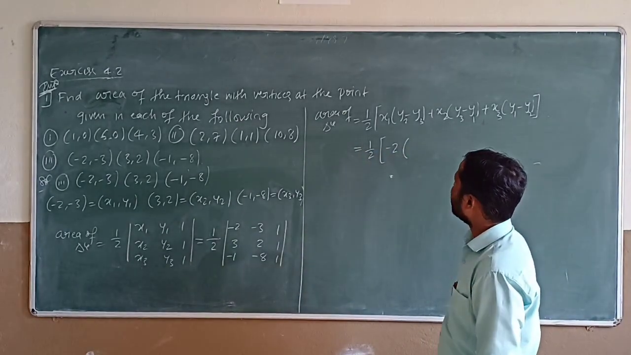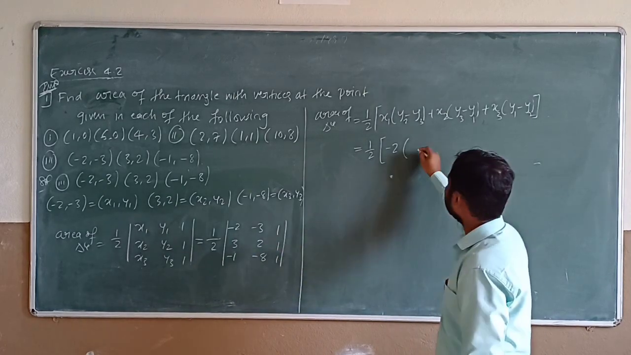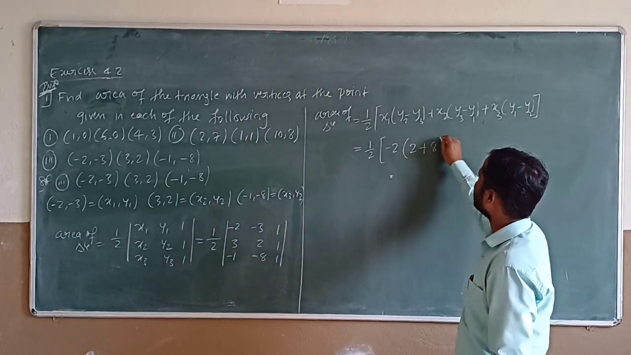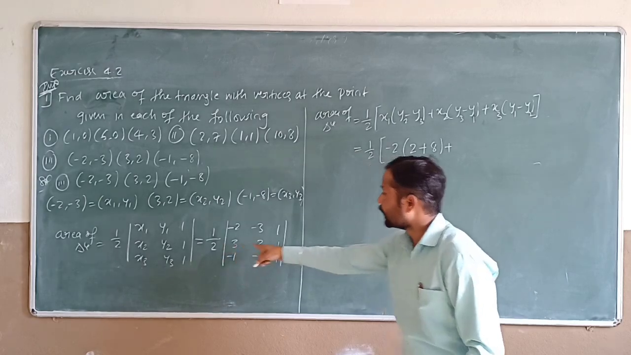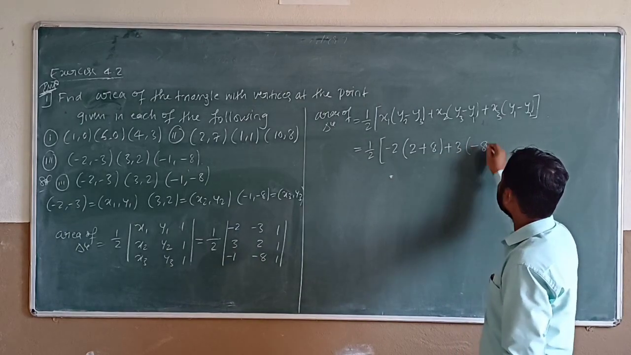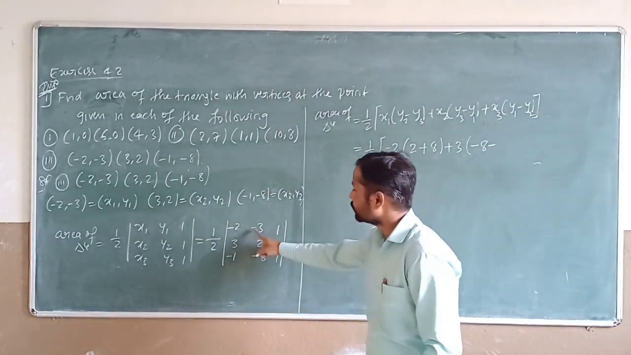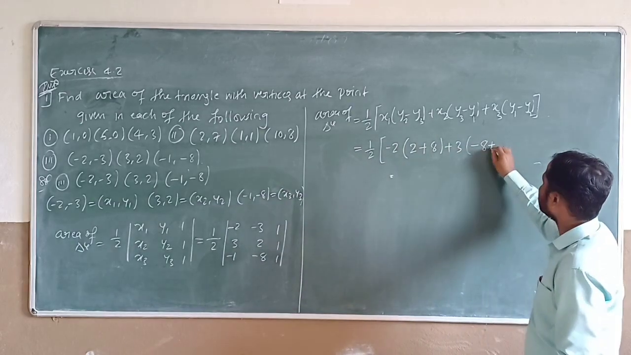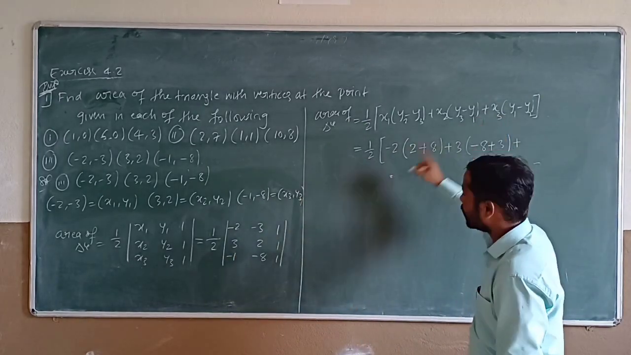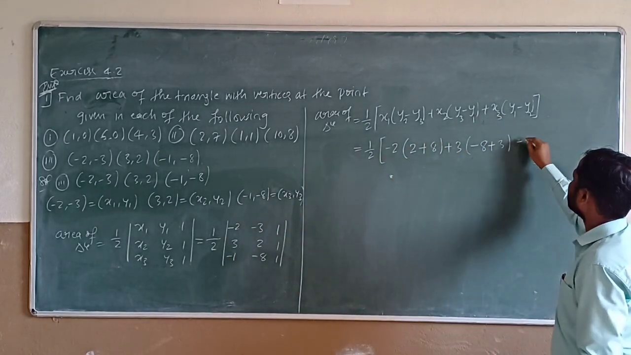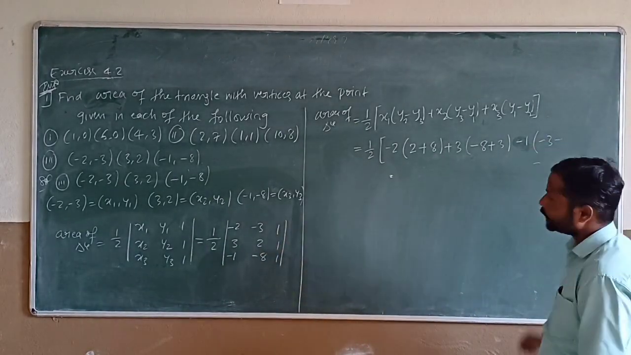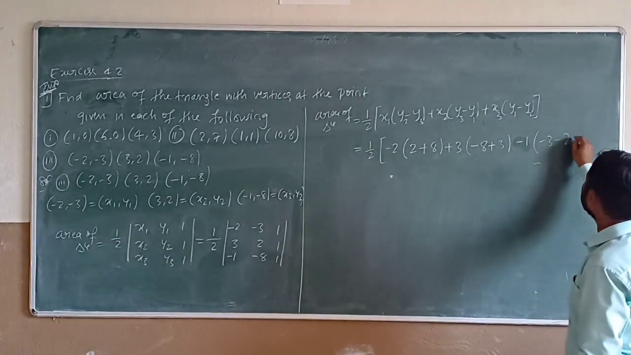1 by 2 as it is into x1, minus 2, into y2 minus y3, y2 that is 2 minus y3, minus of minus 8, that becomes plus 8, okay. Plus x2, that is 3, into y3 minus y1, minus 8 minus y1, minus into minus becomes plus 3, okay. x3 is minus 1 here, this one is plus now, plus into minus, okay, minus 1 into y1 minus y2, minus 3 minus y2, that is 2 now, right?